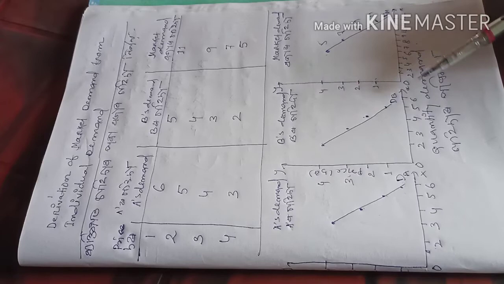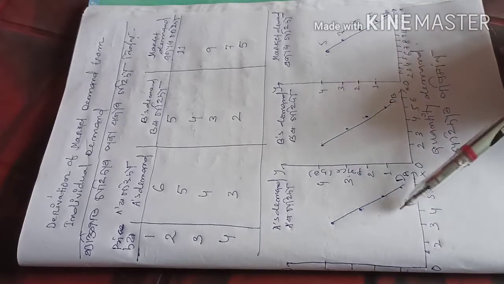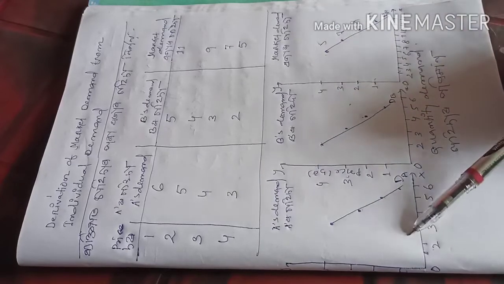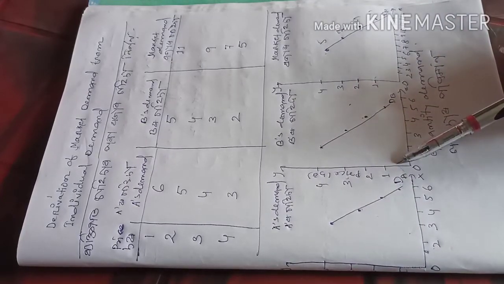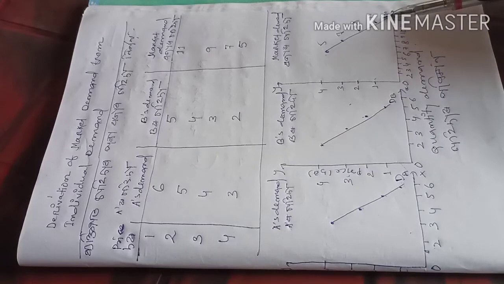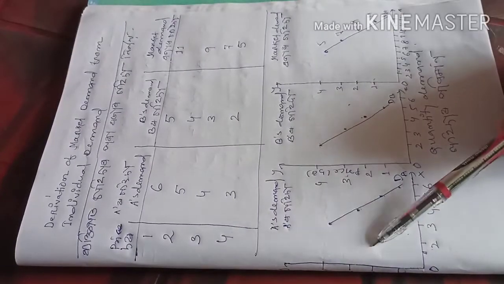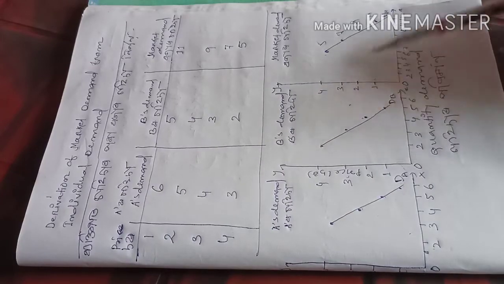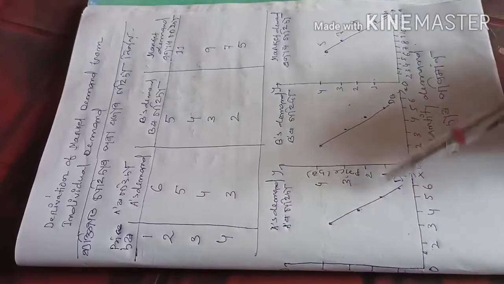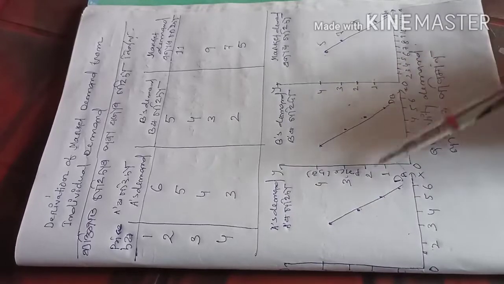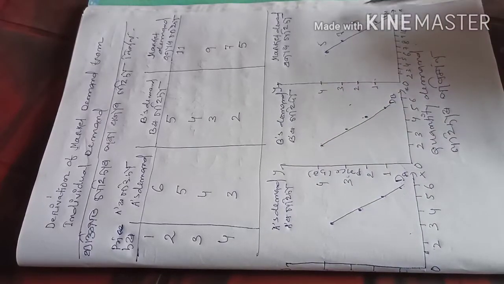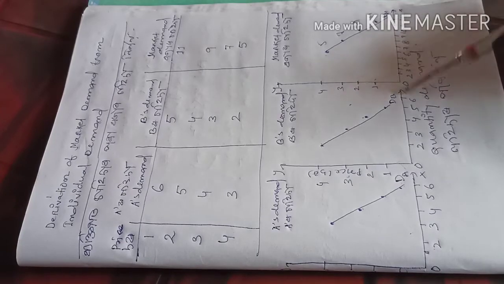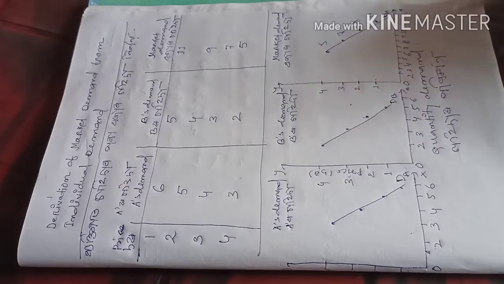Then you have to explain. Then the diagram shows A's demand, B's demand, and this is market demand. So when the price of the commodity is 1, A's demand is 6, B's demand is 5, so market demand is 11. Similarly, when the price increases, then A's demand is 5, B's demand is 4, then market demand is 9. So from the diagram we can say that if we sum up individual A's demand and B's demand, we will get a market demand which is denoted by DM. So you can write in this way.